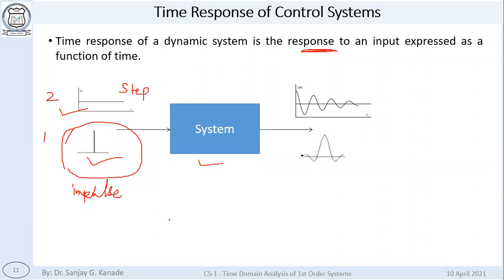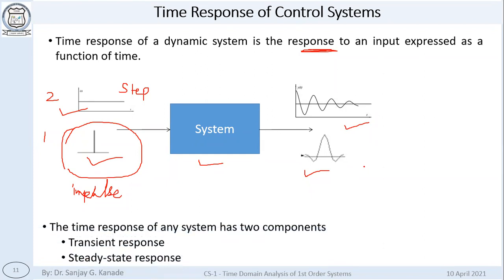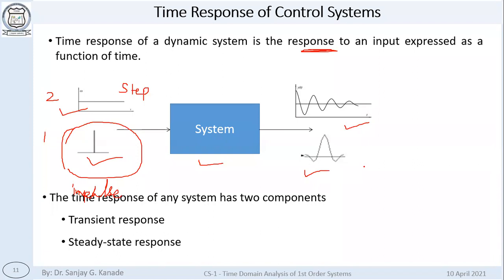So these are examples of signals that we are going to apply. Some of these signals we are going to provide as input to the system, and we are going to observe what the output is, what the response of the system is, and that is how we are going to analyze the given control system. Every time response has two components. The first one is transient response and the second one is steady state response.